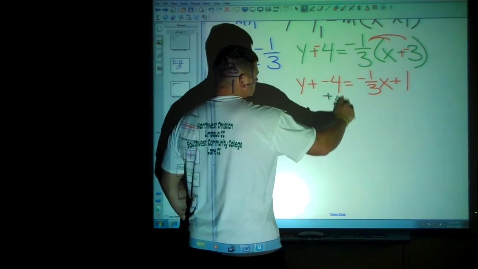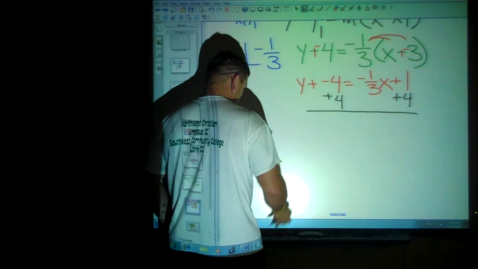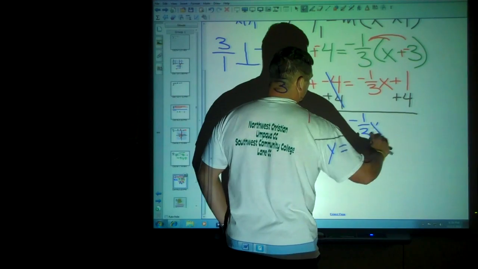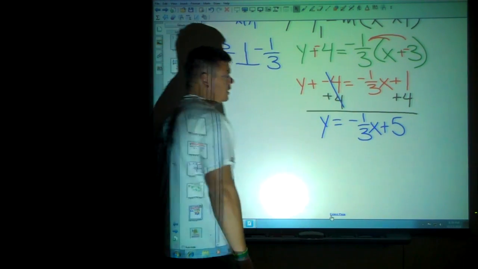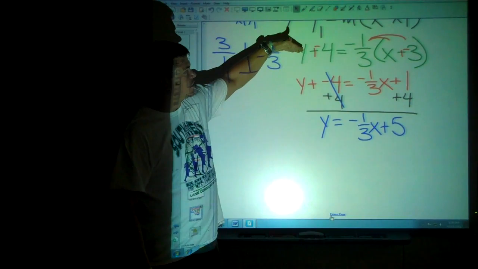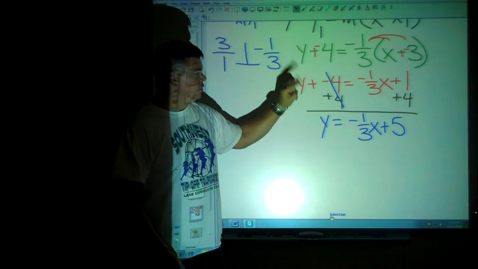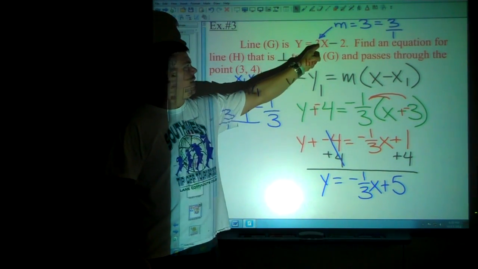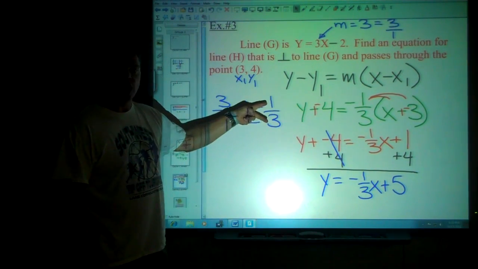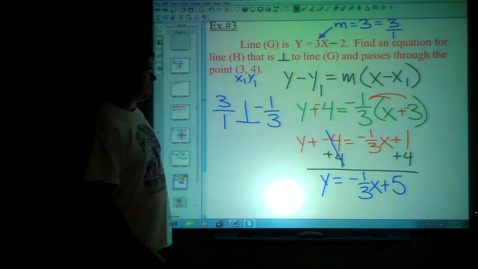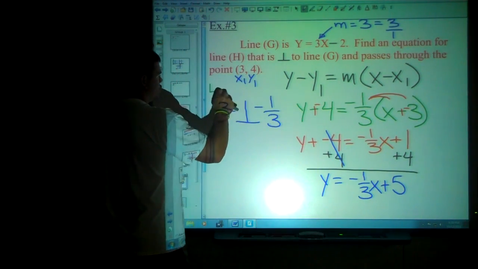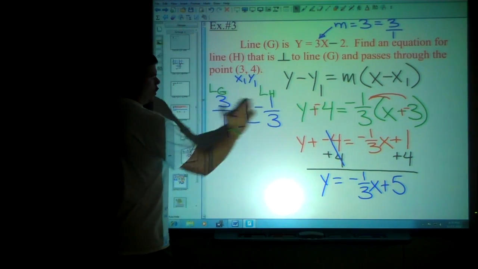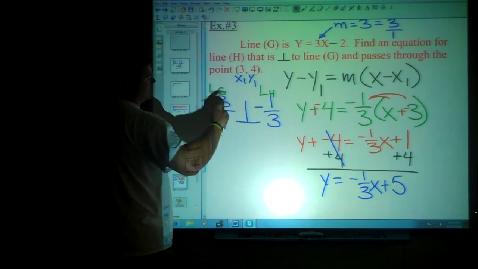You now add 4 to both sides, and you have a final equation in slope-intercept form of y equals negative 1/3 x plus 5. So we have point-slope form, which was the green before I distributed, converted in 2 steps to slope-intercept form. But the biggest key is that you have to be able to steal that slope so that you can flip it and change its sign so you'll know what your new slope is. Remember, this is line G, this is line H. So those are the slopes. That was the given slope, that's the one I found because of opposite reciprocal.